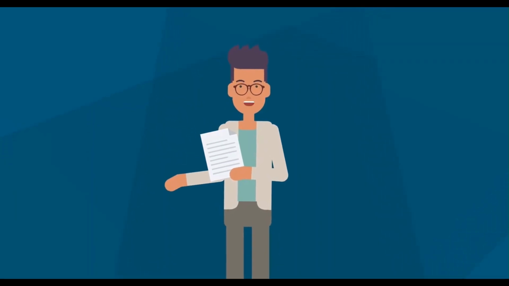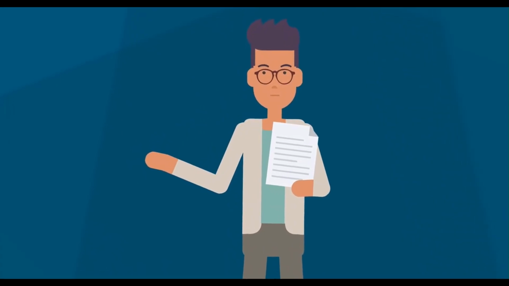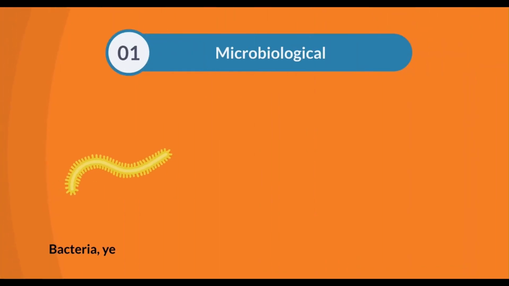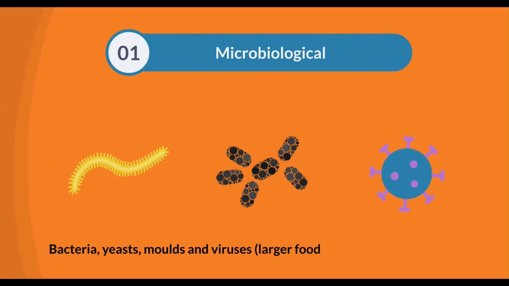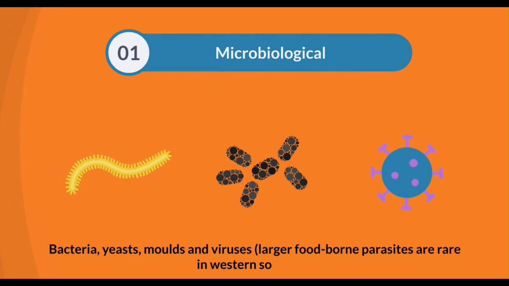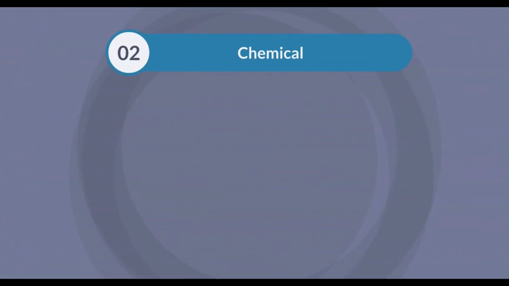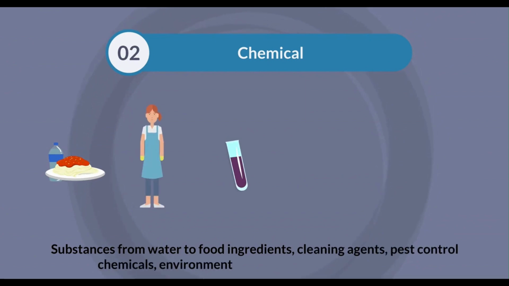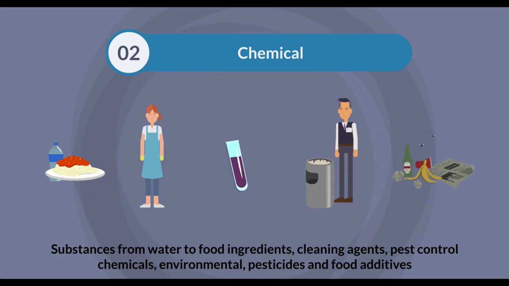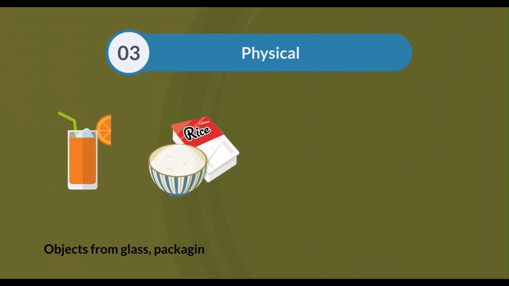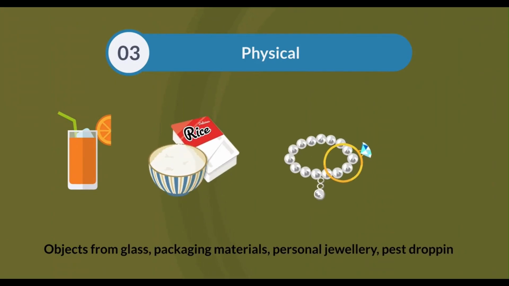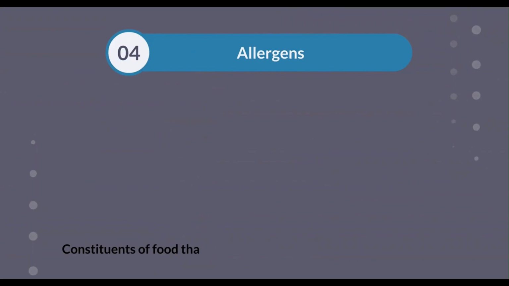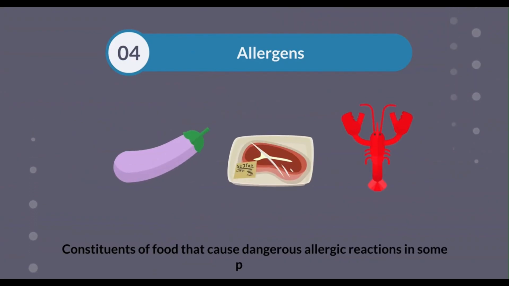Now let's talk about the types of contamination. There are mainly 4 types. Microbiological: bacteria, yeasts, molds and viruses. Larger foodborne parasites are rare in Western societies. Chemical: substances from water to food ingredients. Cleaning agents, pest control chemicals. Environmental: pesticides and food additives. Physical: objects from glass, packaging materials, personal jewelry, pest droppings to screws and bolts. Allergens: constituents of food that cause dangerous allergic reactions in some people.